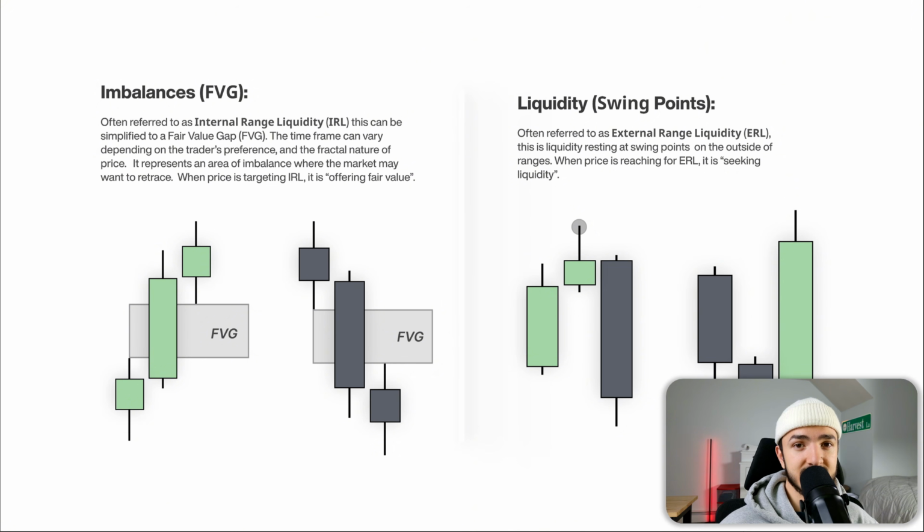Next, we have price seeking liquidity or swing points. This is often referred to as external range liquidity or ERL, and this is simply just the liquidity resting at the swing points on the exterior of a range. So when price is reaching for ERL or external range liquidity, it is considered seeking liquidity. It is extremely important to understand whether price is offering fair value or seeking liquidity on whatever time frame you're looking at.